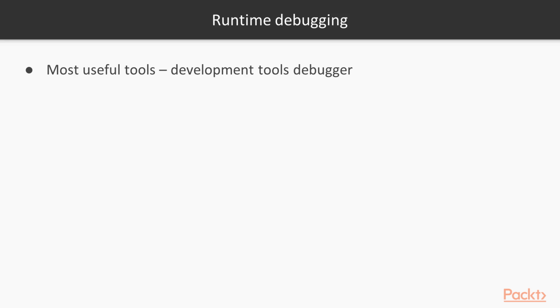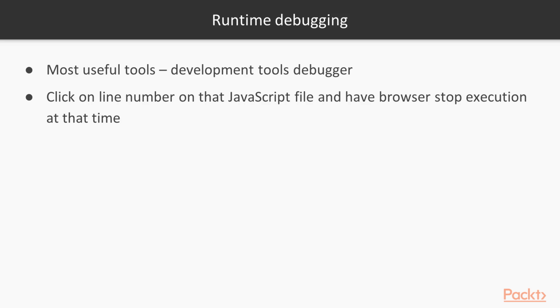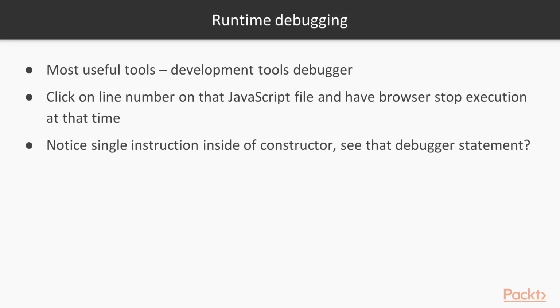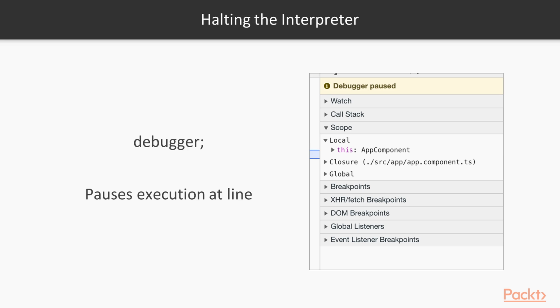One of the most useful tools when we are debugging in the browser is the development tools debugger. I could click on one of these line numbers on that JavaScript file and have the browser stop execution when it gets to that point. It's much easier to do this in code though. Notice that single instruction inside of the constructor, that debugger statement? This debugger statement will stop the execution for you without having to dig into the JavaScript code to find the precise execution time you want to examine your app at.